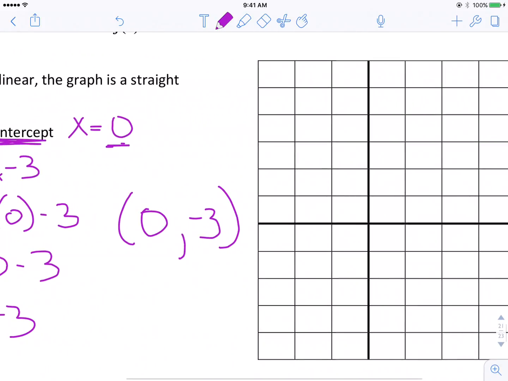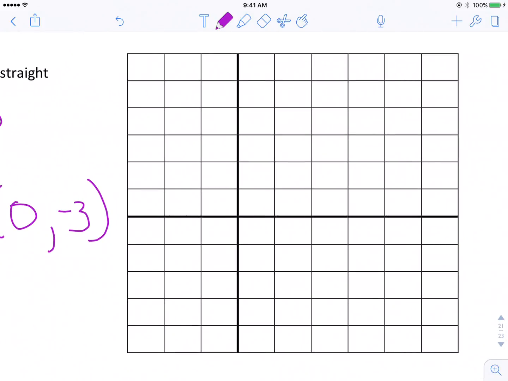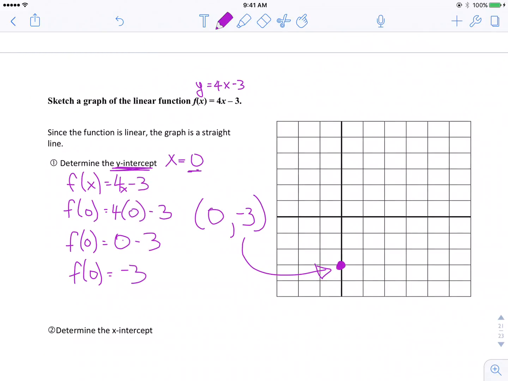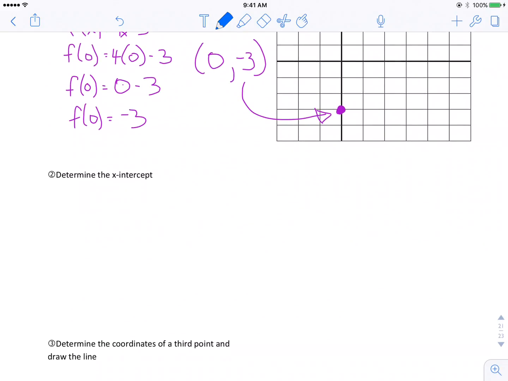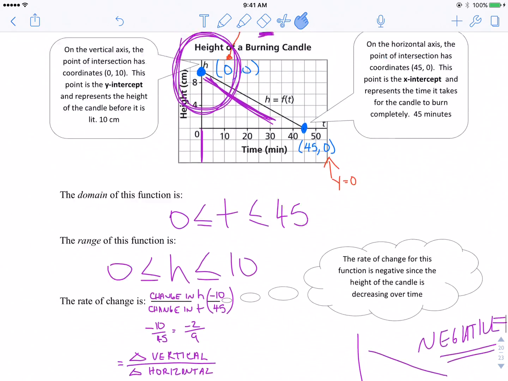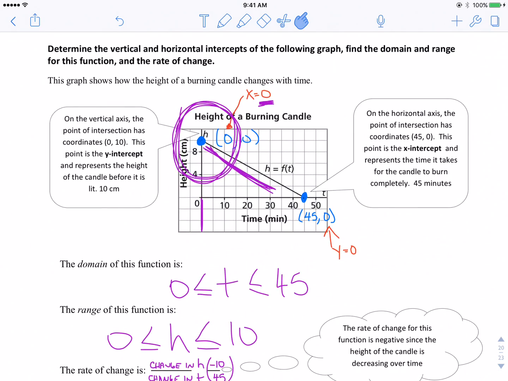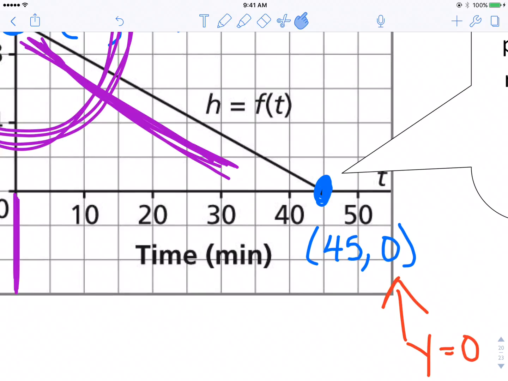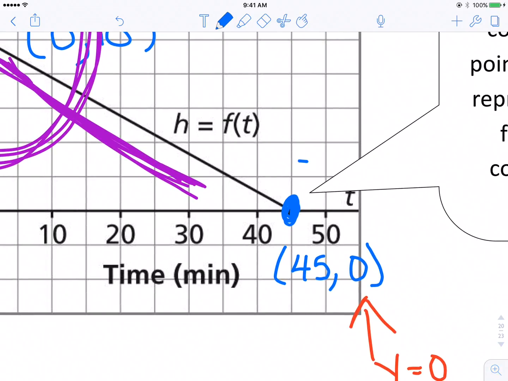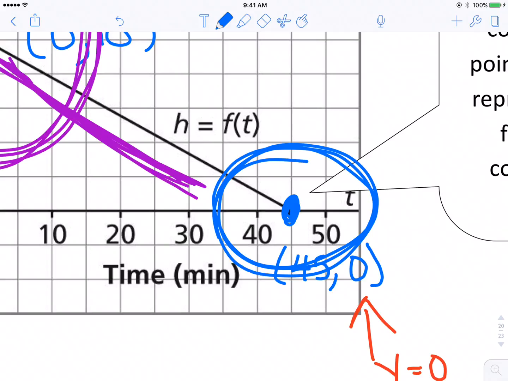So I could plot that point right now. 0, negative 3, right here. There is my y-intercept. And I do similar calculations, and because I can, I'll change colors here for the x-intercept. Again, think back to the previous video. What did we see about the x-intercept? Where does this graph cross the x-axis, and what is special about the coordinates of that point?